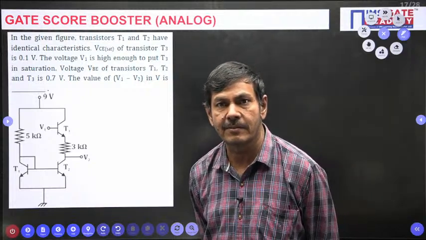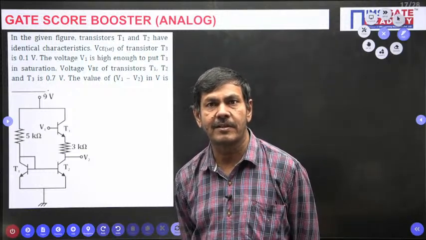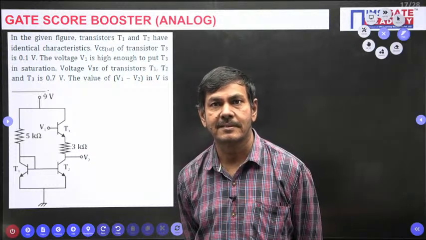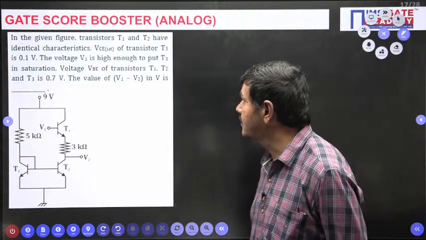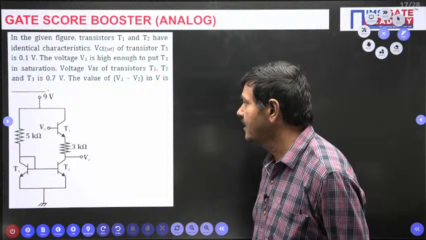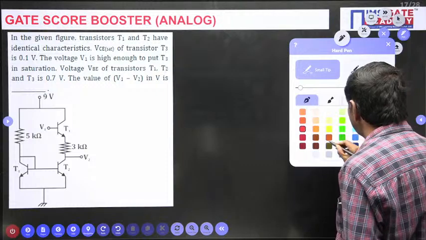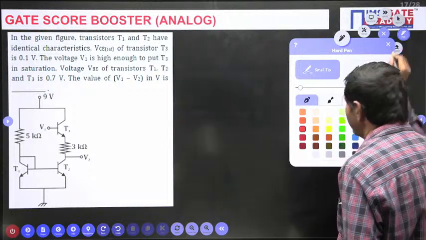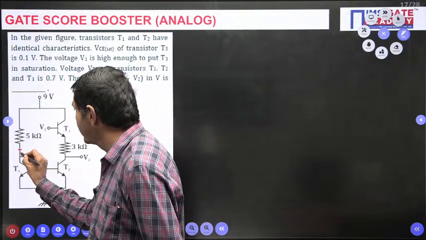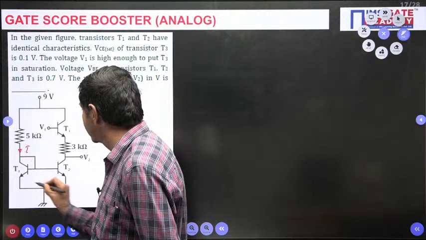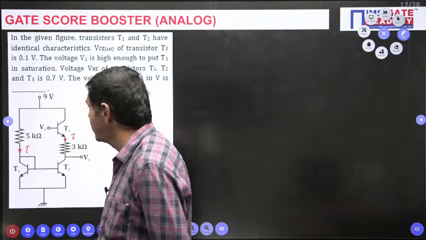Can anybody find V1 minus V2 from the given problem? What is the difference of voltage here? Any student? It is a current mirror. The current mirror principle is applicable here. This is a current mirror biasing circuit, this and this. Whatever current flows this side, the same current flows in this direction also. It won't differ. The same current will pass.